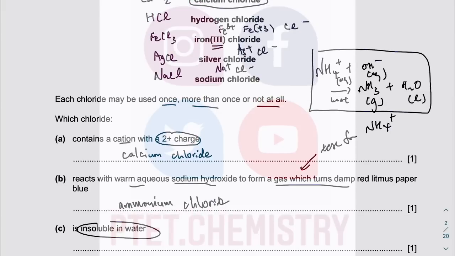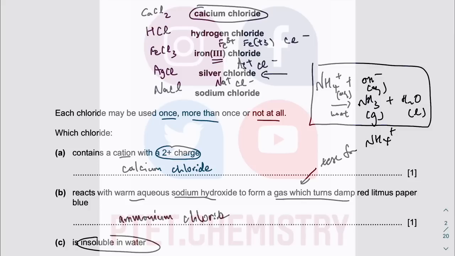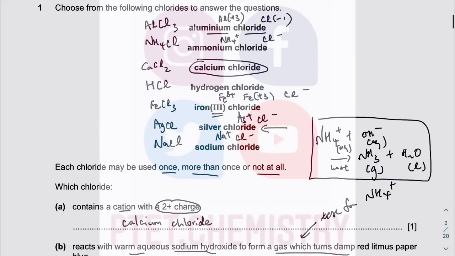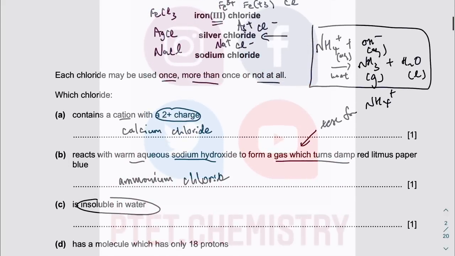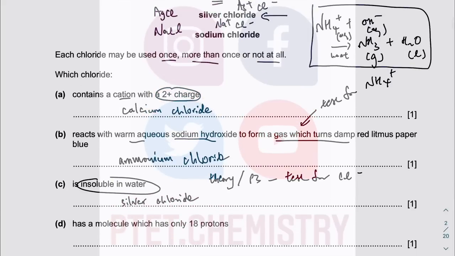Insoluble in water. Silver chloride is insoluble in water. The rest are not obvious options. So in fact, if you think about paper 3, test for chloride, I must say it's not just the paper 3 practical component. All the theory papers require you to know all the tests that are listed in paper 3, which you are not given the table for in theory papers.